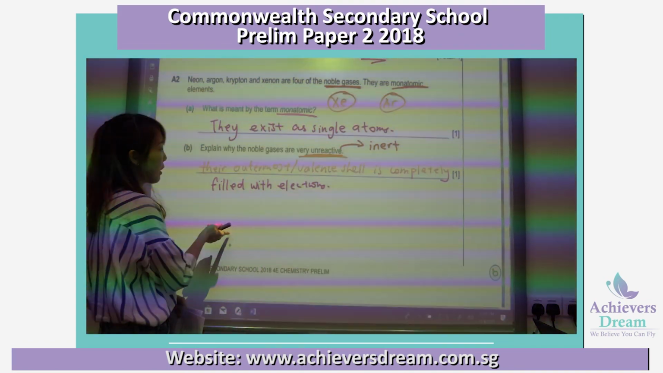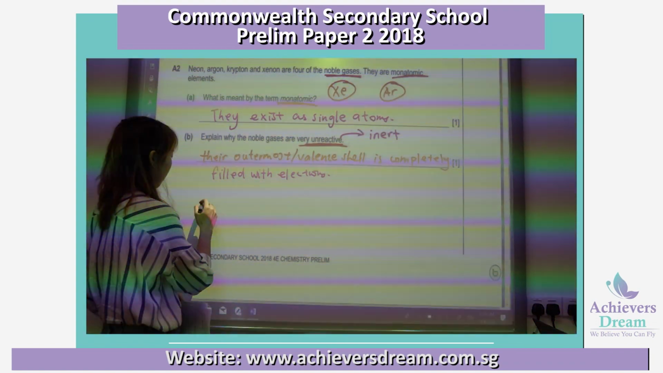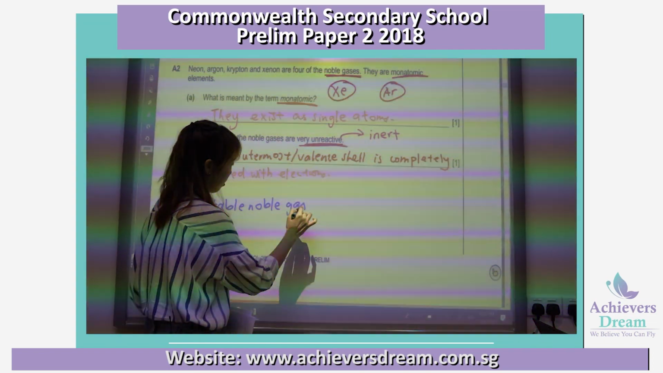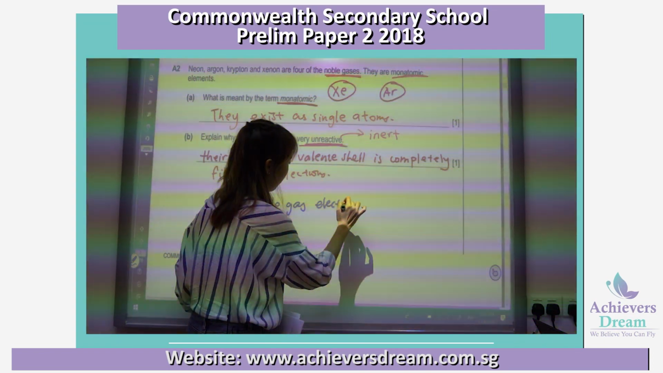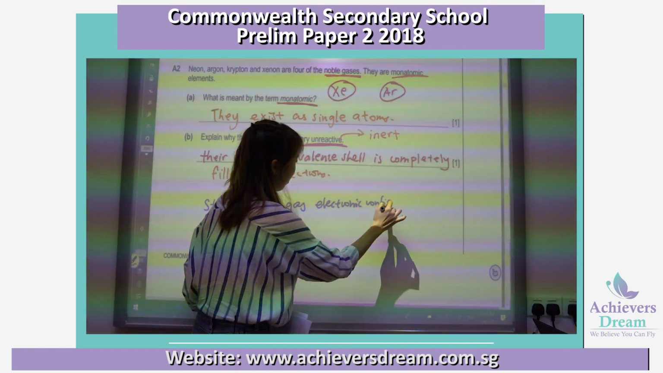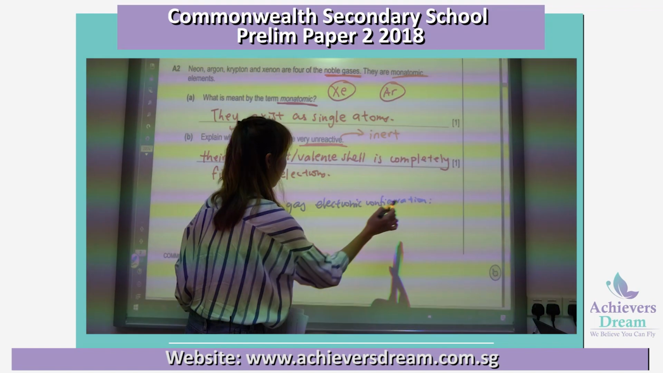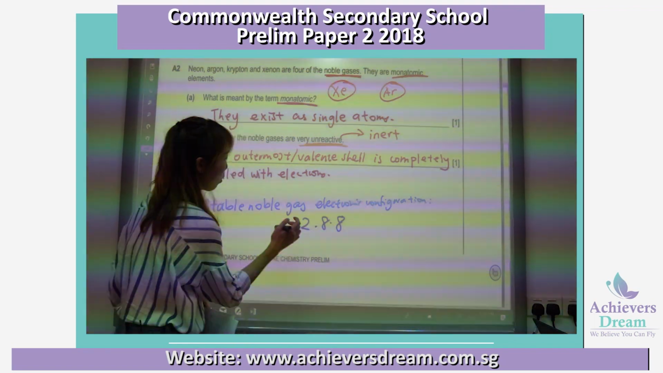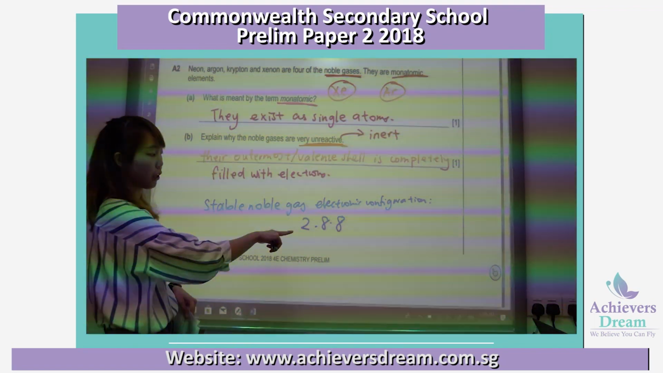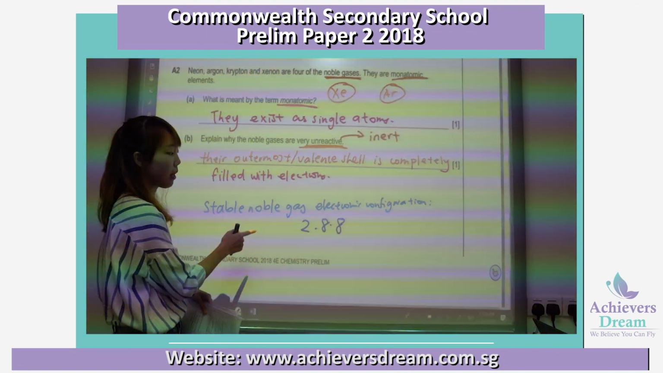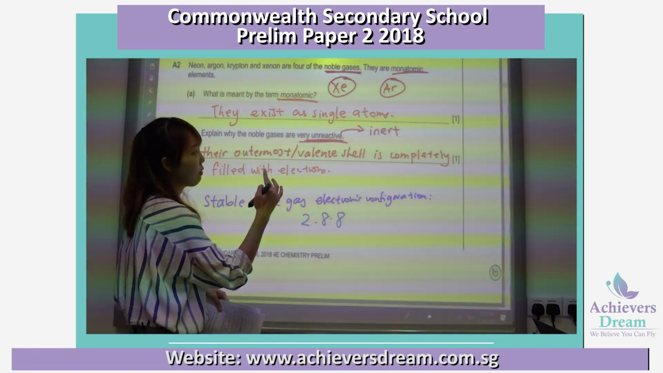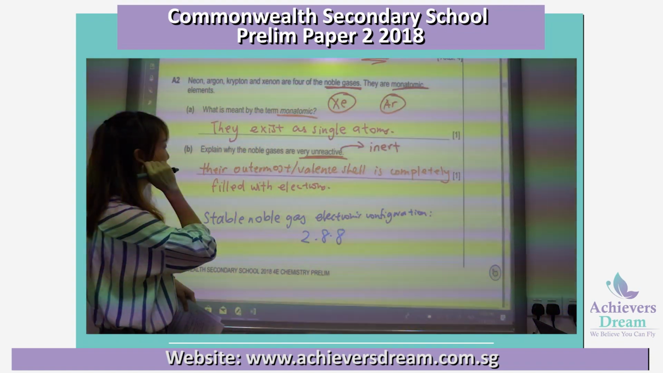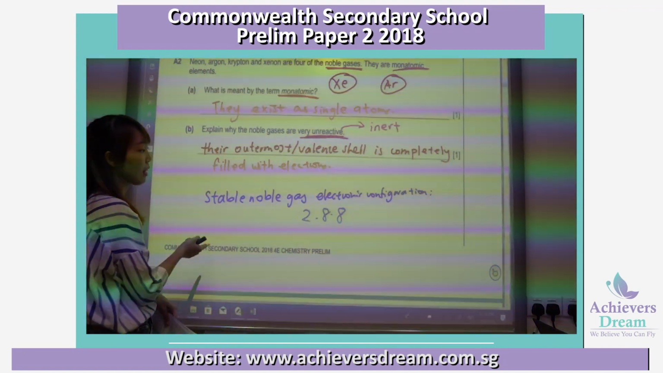We know that noble gases have this electronic configuration called the stable noble gas electronic configuration, such as 2,8,8. So when they have this stable noble gas electronic configuration, it means that they would not want to disrupt their stability, so they would not accept or give away any electrons. So that's why they are very unreactive or inert, because their valence shell is already completely filled with electrons.